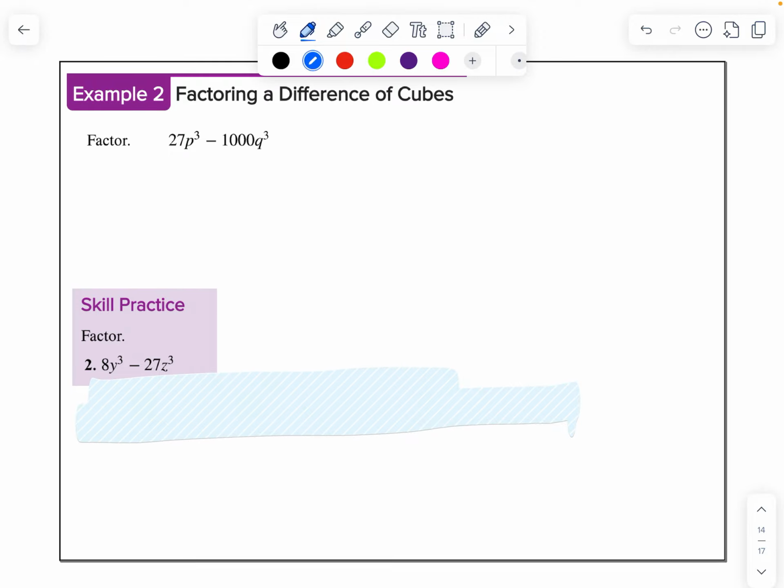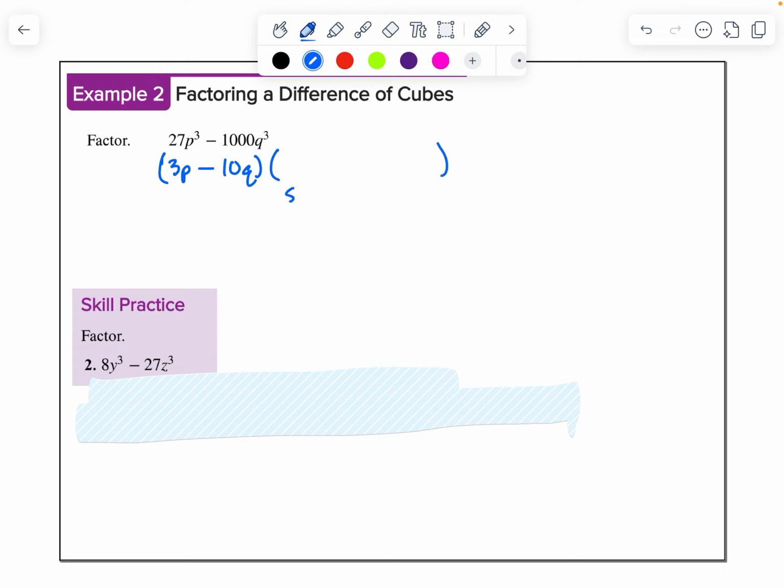All right, here's a couple more. I'll do the top one and I'll let you try the bottom one. 27p cubed minus 1000q cubed, q to the third power. So I need to keep everything exactly in the place that it is. As I come down, 3 times 3 times 3 is 27. P times p times p is p to the third. Keep my minus sign. 10 times 10 times 10 is 1000. And q times itself 3 times is q to the third.